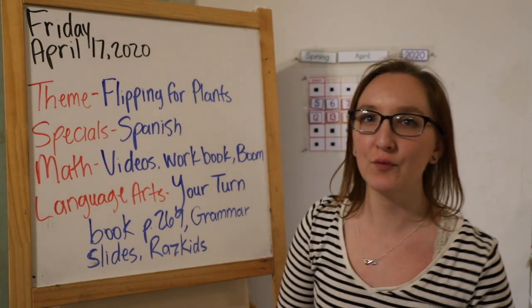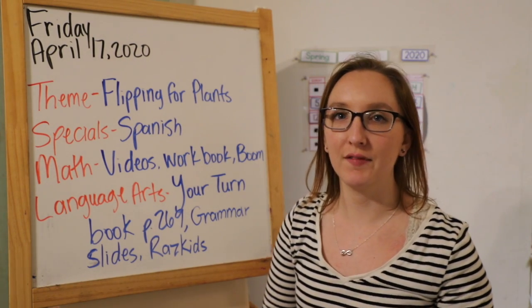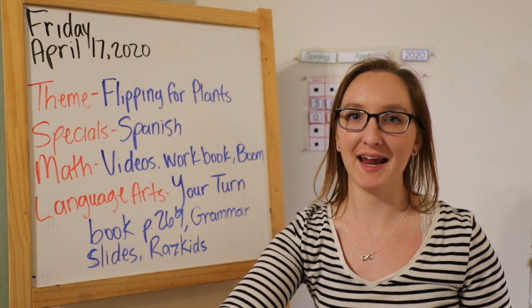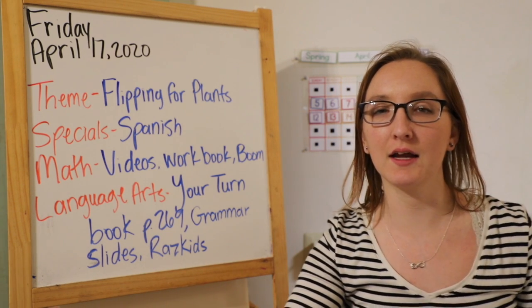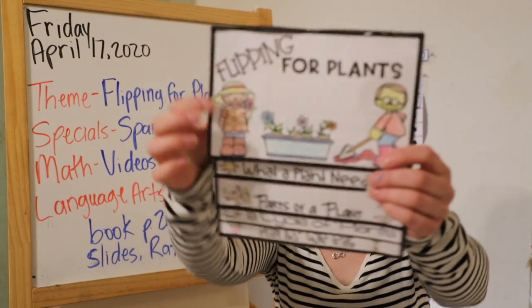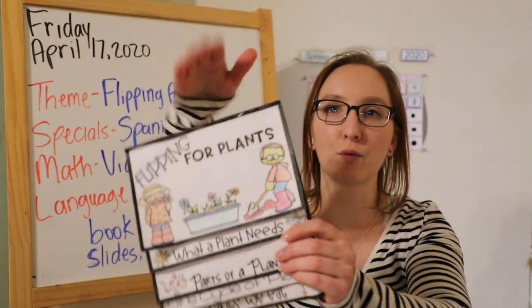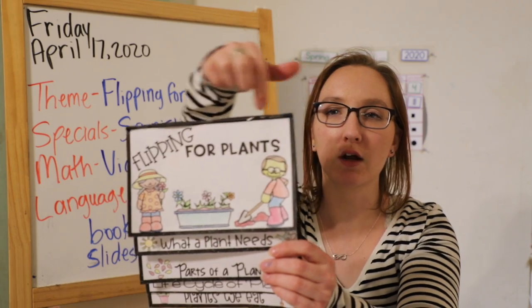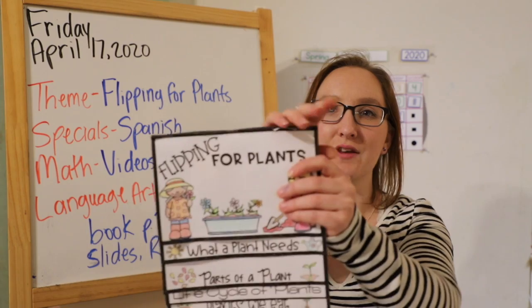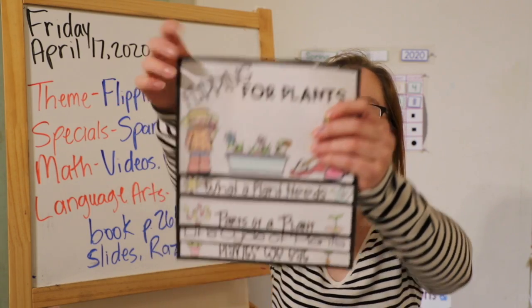Our theme for this week, or the activity that we're doing for today, is called Flipping for Plants. So it's going to have 5 pages, and each one you're going to cut out each label or each flap of the book. You don't have to worry about folding it over. You can go ahead and cut out each flap individually, and then you'll connect them all at the top and go ahead and staple up at the very top.